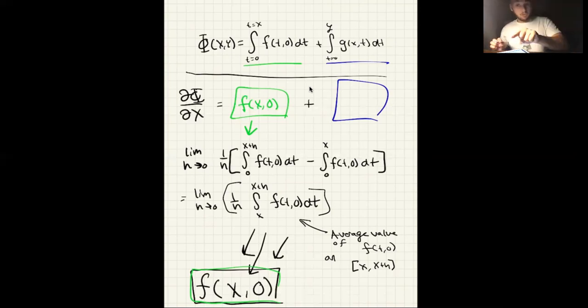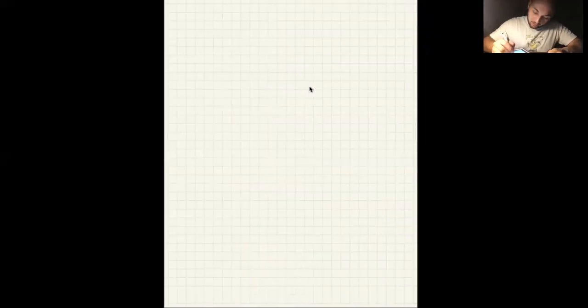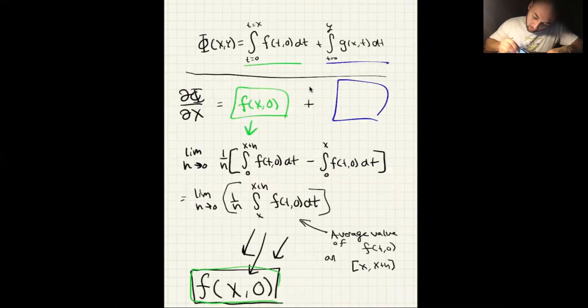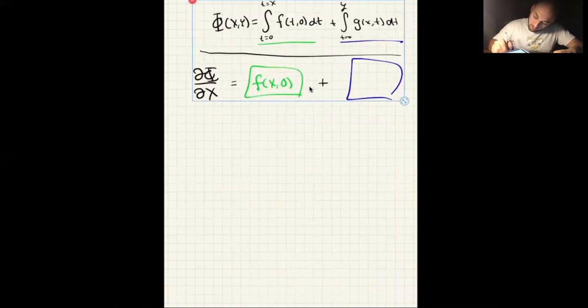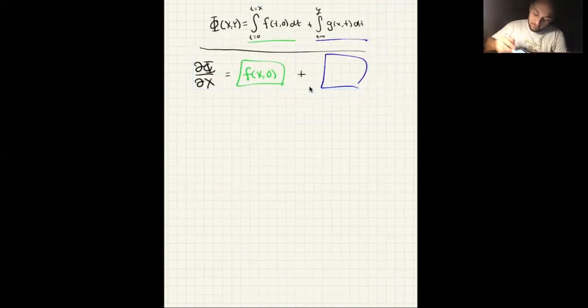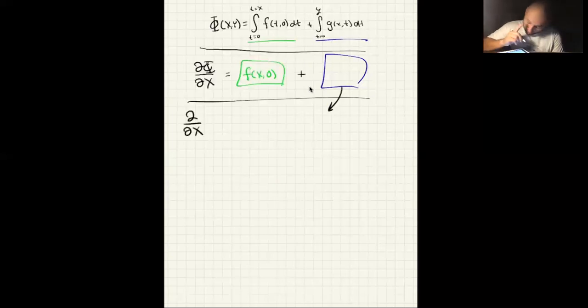So now let's work with the blue quantity. I'll write it over here. I'll copy and paste all of this. Let's take an x derivative of the blue. This is going to be the partial derivative of the following integral. It's a function that depends on x, so we can take a derivative in the x direction. And this is the integral of g(x, t) dt.